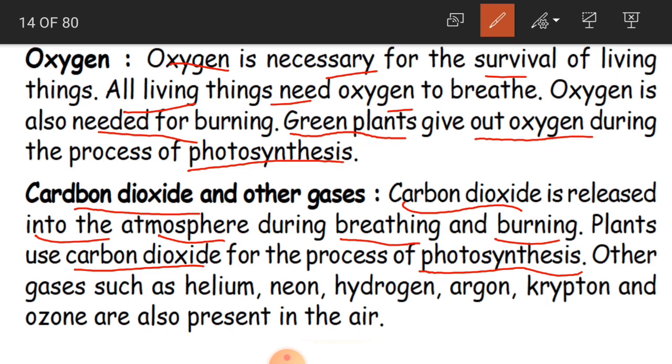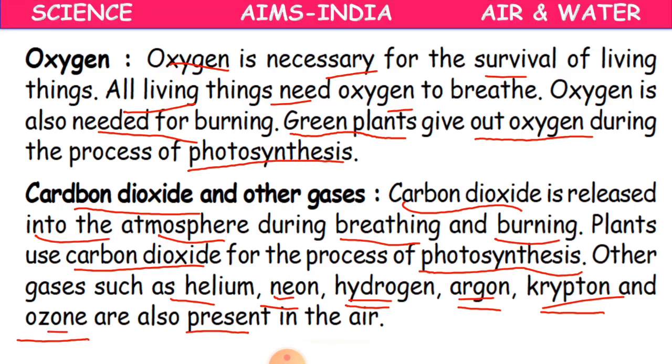And other gases such as helium, neon, hydrogen, argon, krypton and ozone are also present in the air. So we learnt when we were starting this session that carbon dioxide and other gases make up about 1% of the atmosphere. Now what are the other gases? These are all the other gases which are present in the air, like helium, neon, hydrogen, argon, krypton and ozone. Clear children? But the main gases we need are nitrogen, oxygen and carbon dioxide.